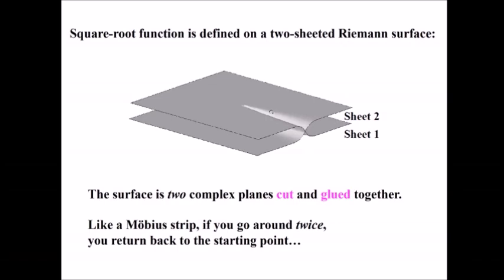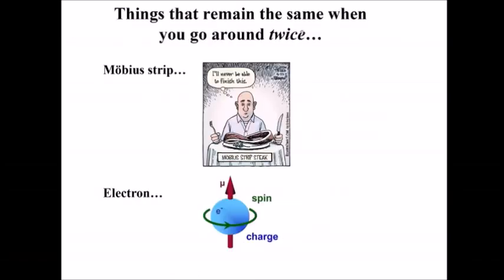Okay? So the square root of 1 is either +1 or -1, and that's because there are two sheets in the complex plane. So like a Mobius strip, if you go around twice, you return back to the starting point. Okay, and there are lots of things that remain the same when you go around twice. For example, a Mobius strip, except this is a Mobius strip stake. Okay, if you go around twice, you come back to the same point.